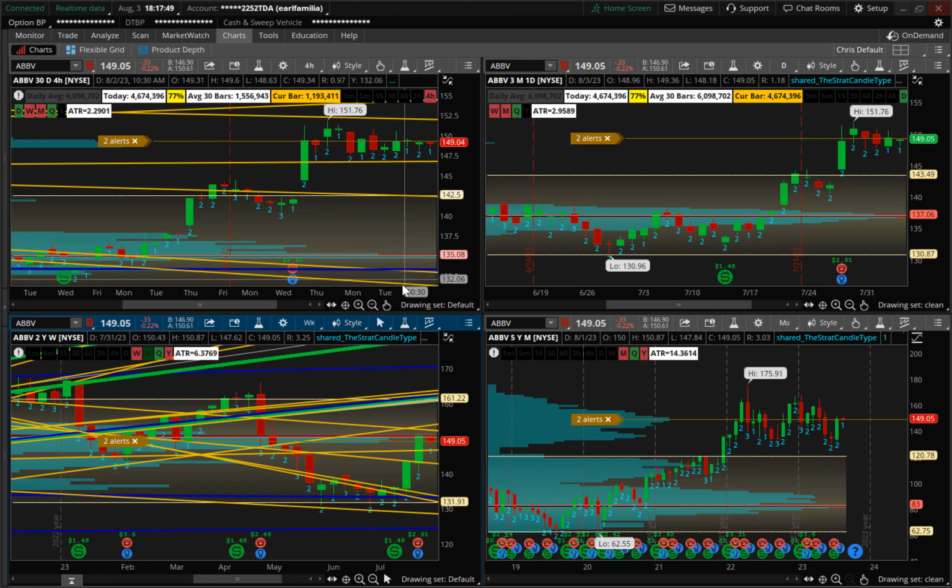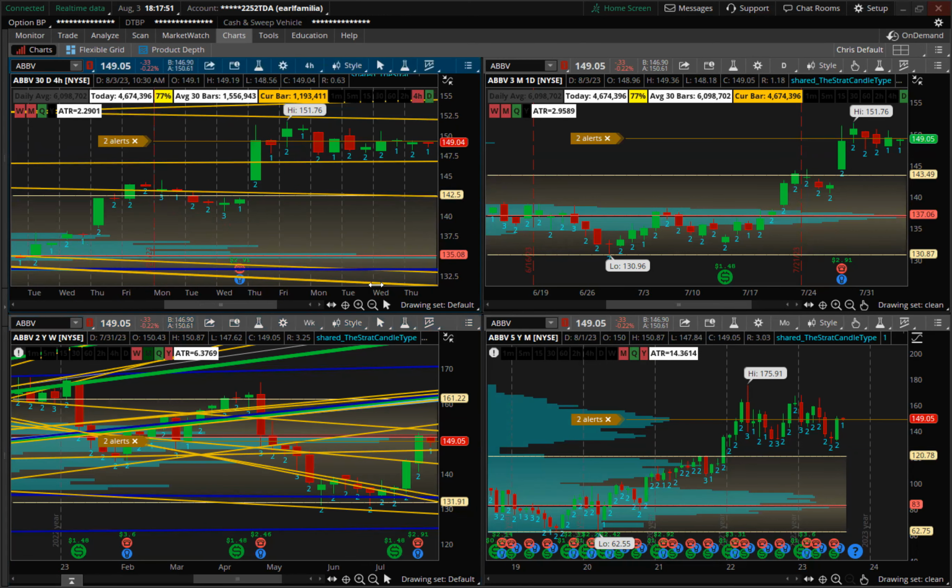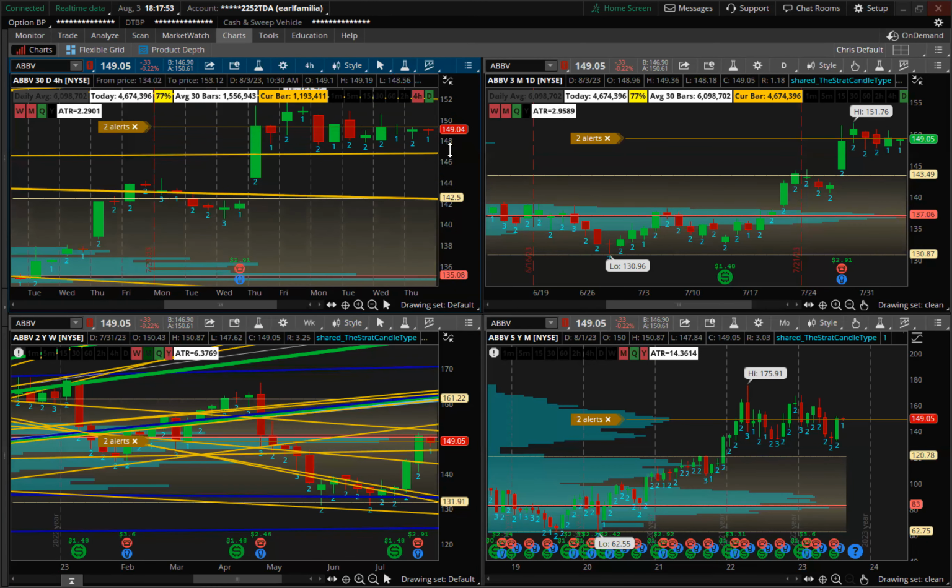Our entry point would be above 149.19. So you see the red hammer candle here. So definitely looking at this one as a potential. I wouldn't even want to call this a bullish continuation. This is just a 212.